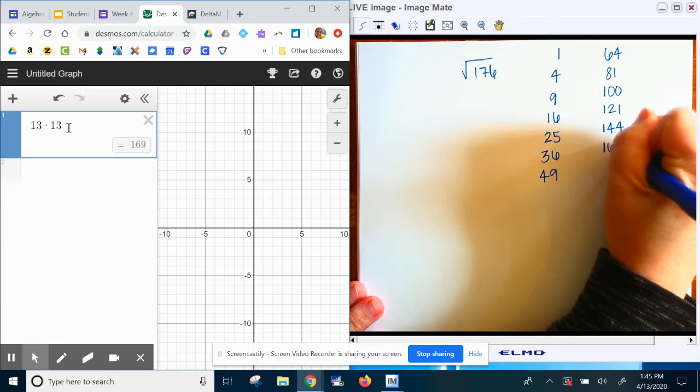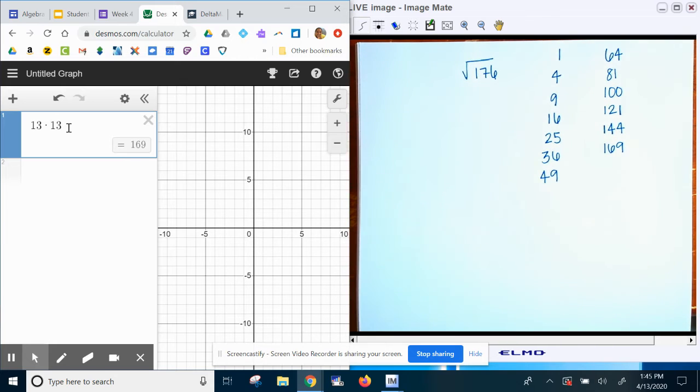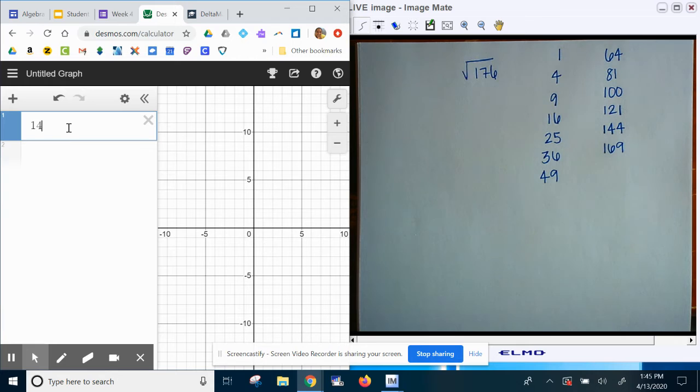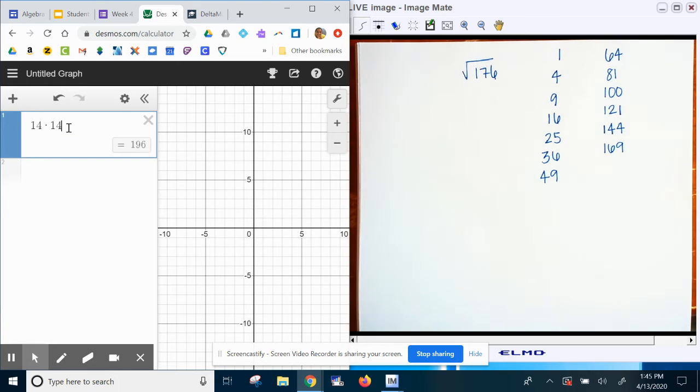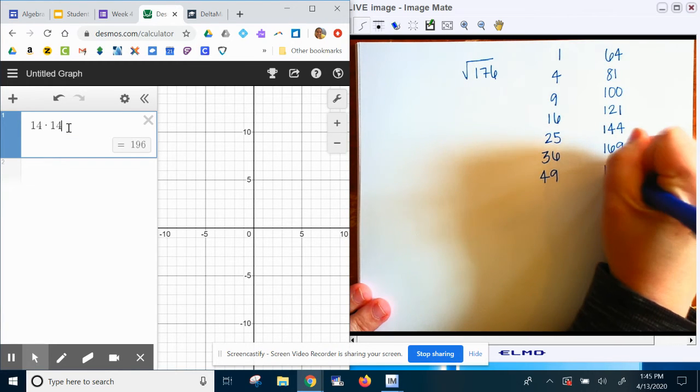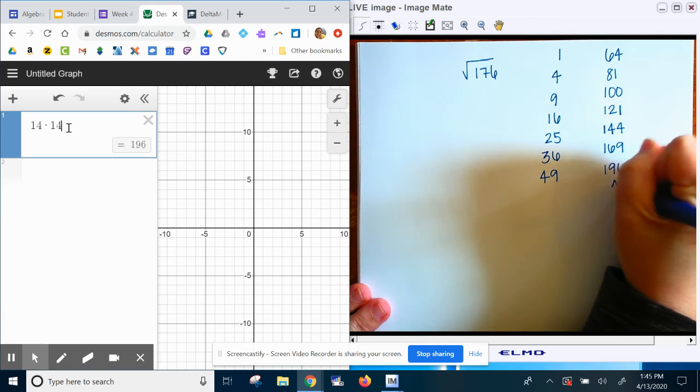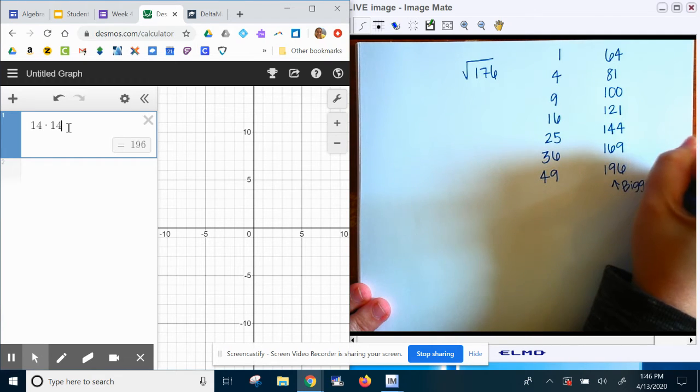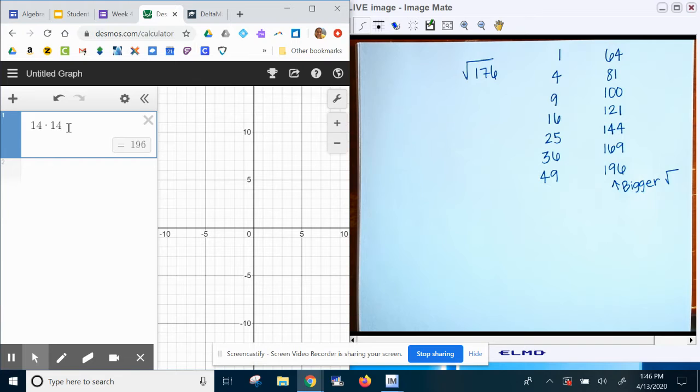Okay, and it looks like I'm just going to have to go up one more higher to get above 176. So let's do 14 times 14, which is 196. We can stop here because this number is bigger than my square root. That's how you know you can stop.